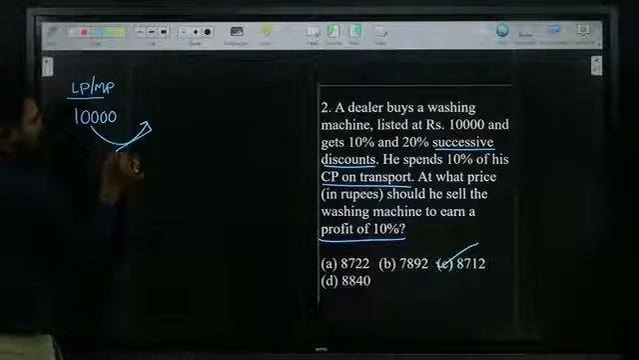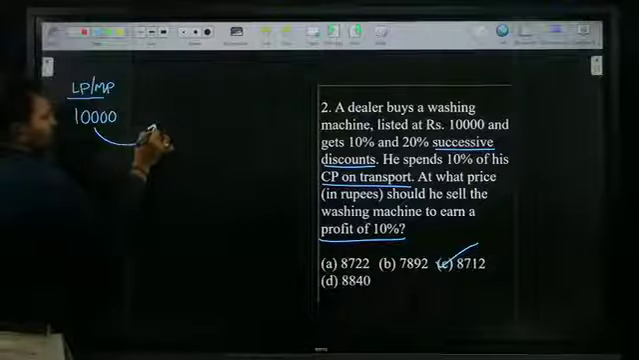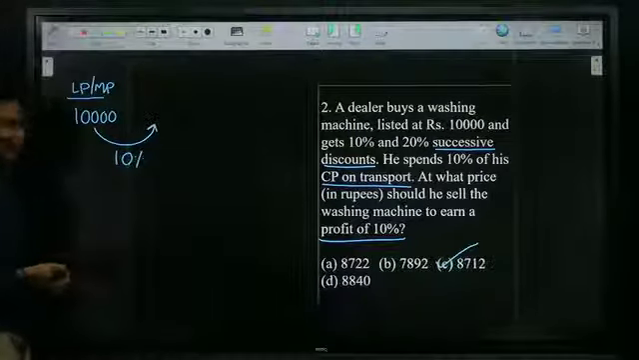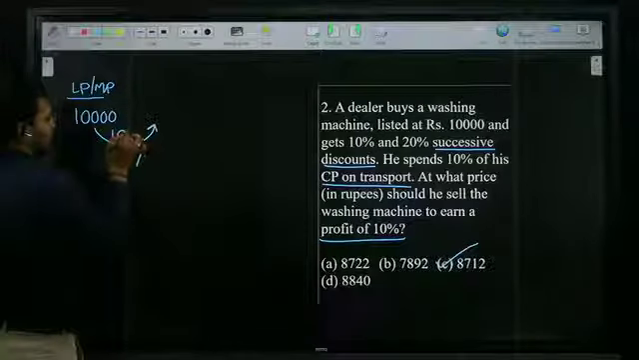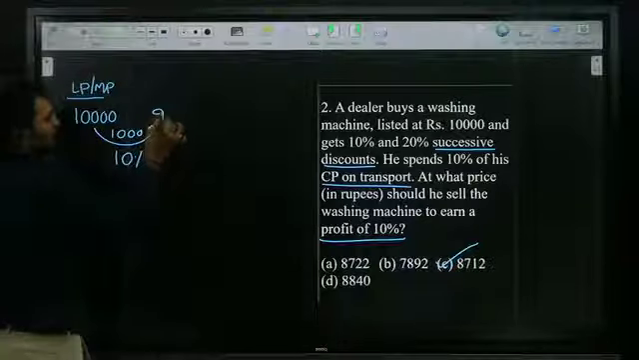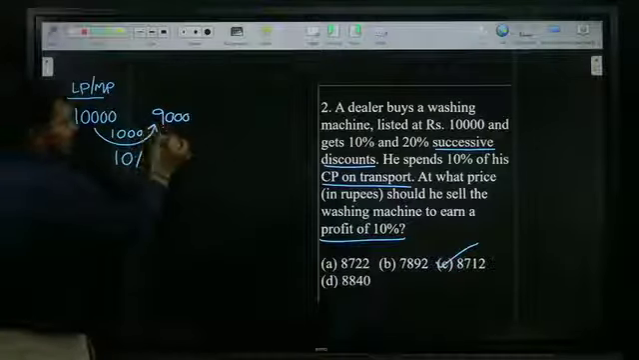First discount is how much? 10% discount. So 10% of 10,000 is nothing but 1,000. So after the discount, the discounted price is 9,000.